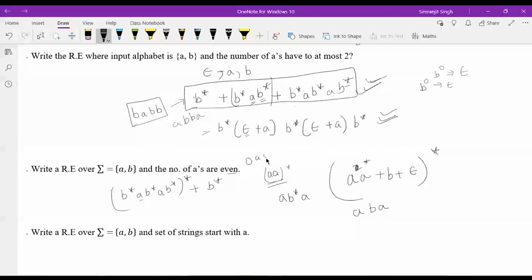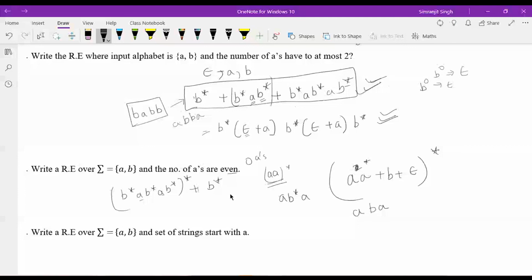Okay, let me see another one. So Raghav has the same expression. Just Raghav add B star. I think you are correct. Sir, please can you explain, sir, why we have to add B star, sir? This is not clear. Okay, so if you clearly see, it is saying that the number of A's are even.